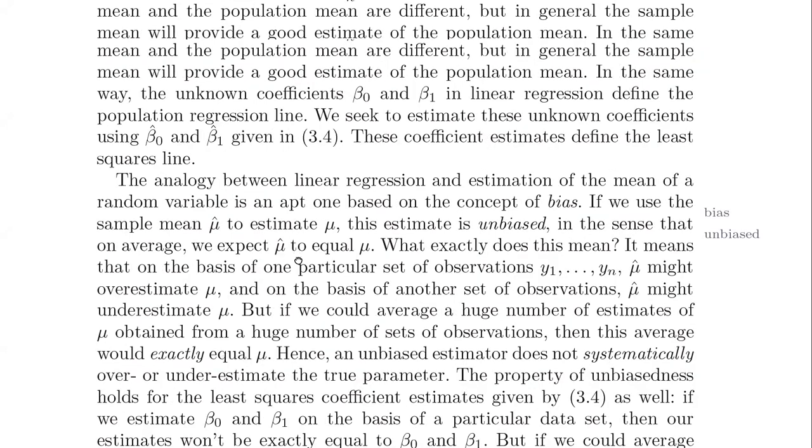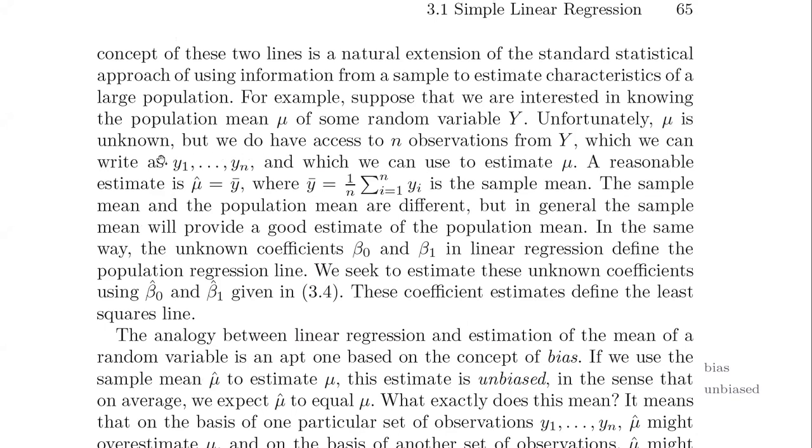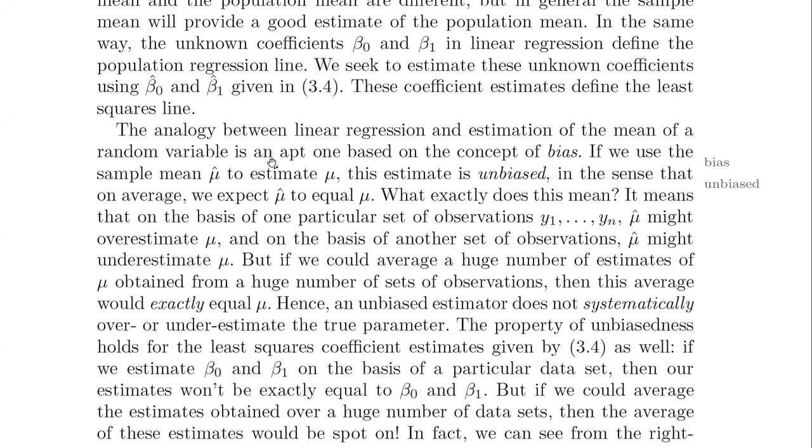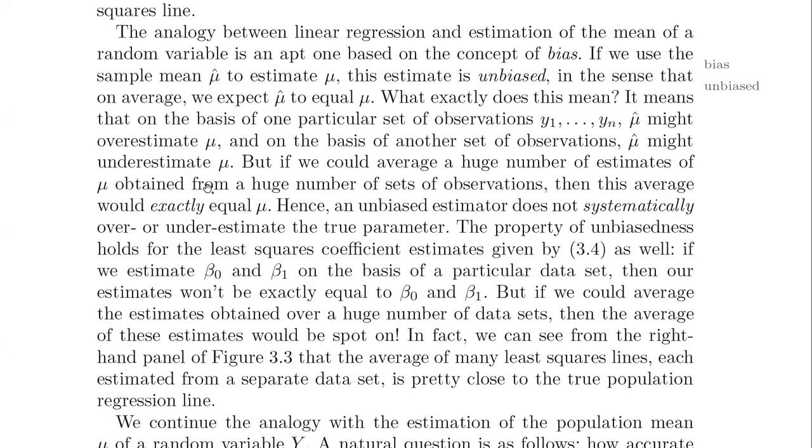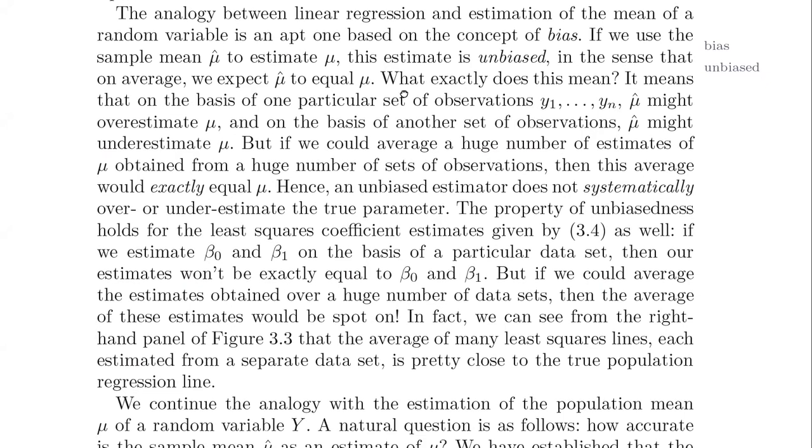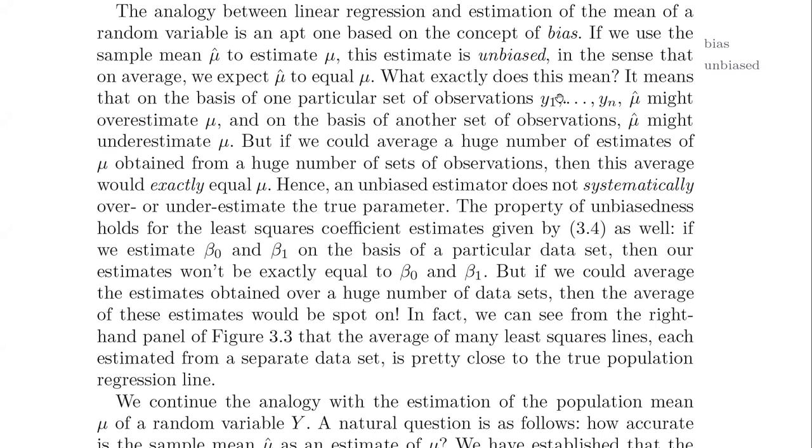So if you pick an average data set, just a typical data set, and you do it 100 times, each data set gives you a different estimate of mu hat. Now, if you average all those estimates, you would expect that mu hat is roughly equal to mu. And in fact, I'm sure the book is going to do a better job. Let's read it. What exactly does this mean?